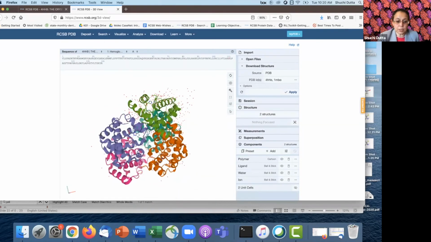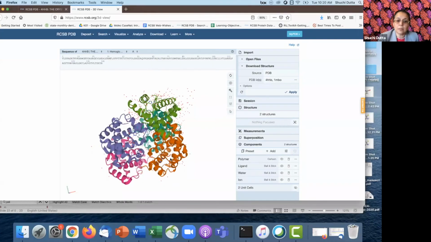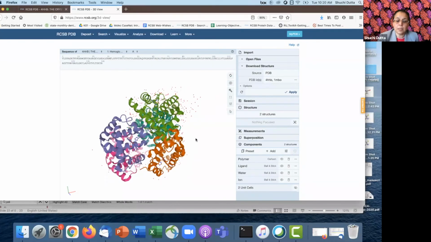Now, the instruction or the question says to superimpose chain D of the hemoglobin on the myoglobin. So I need to be able to select these chains. And so let's go back to this. And here, selection can be made by clicking this. So what we were doing previously, where we were focusing in on a particular residue or a particular ligand, we didn't need to activate the selection mode. We just could go and click on something, right? And it would show the environment around it. But now we want to select the whole chain.